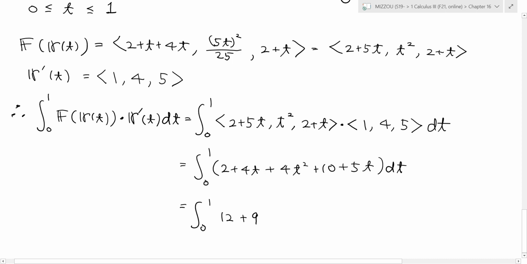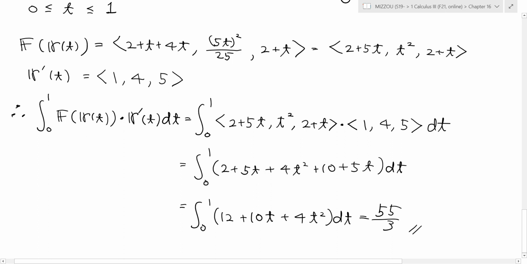Okay, what happened? I'm sorry, this is 5t, sorry about that, so it's 10t plus 4t squared dt. Once you get to this, all you need is just calculus 1, and you get this.